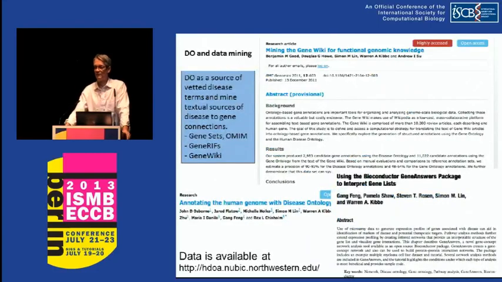And because of that richness, we've been able to use it in a number of data mining papers, and here's a few of them. But more importantly, once a month, we update a database of all the GeneRIF connections that list specific diseases, and that's all released at hdoa.nubic.northwestern.edu, and people are free to download that and take advantage of it.